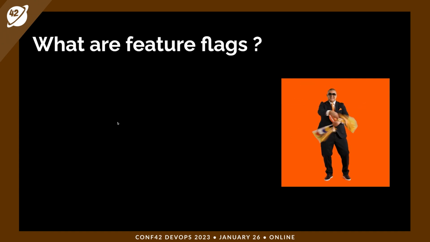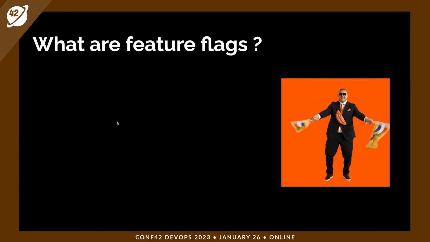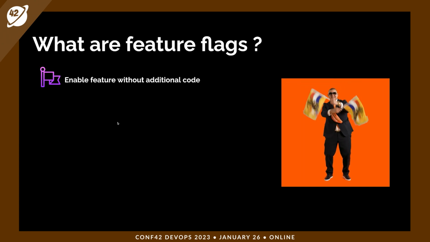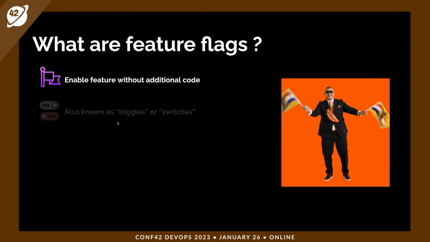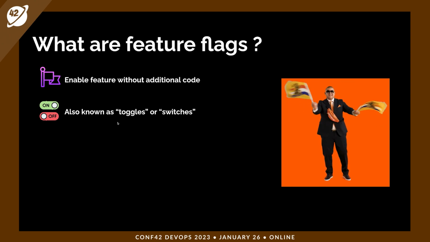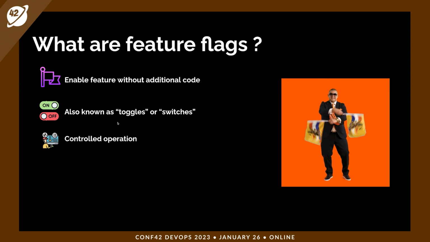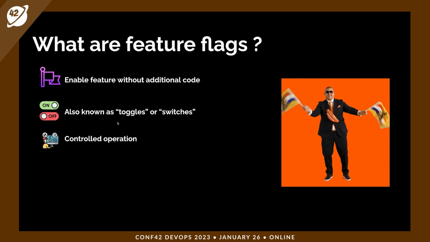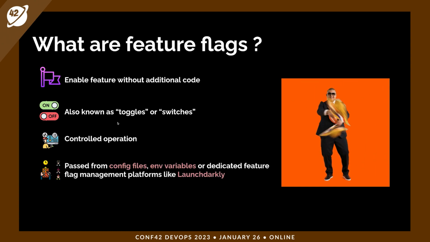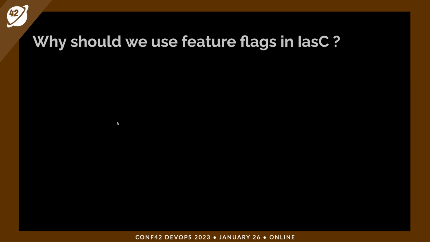As we all know, feature flags have been used in software engineering for quite some time, so let's talk a little bit about them. So what are feature flags? It is a software engineering technique which allows you to enable or disable a feature without additional code. They are also known as toggles or switches. There are various benefits of using feature flags, like running rollout or rollback operations or allowing developers to test code in a controlled environment. Feature flags are passed from either a configuration file, environment variables, or a dedicated feature flag management platform such as LaunchDarkly. Next, we'll discuss why we should use them in our infrastructure as code.